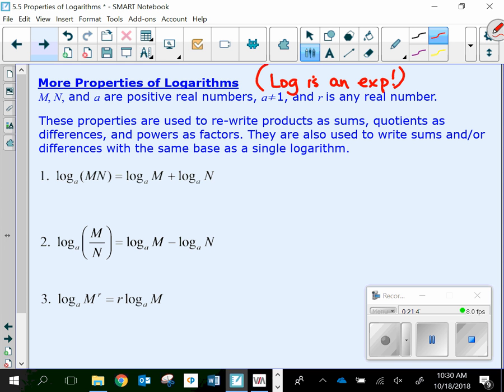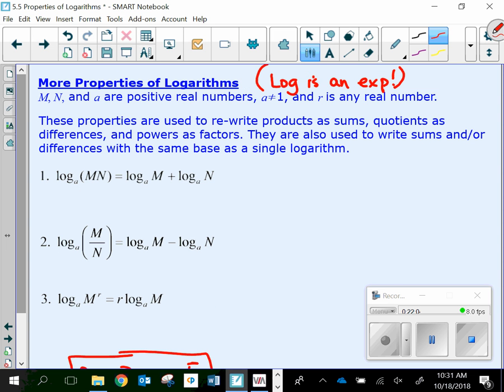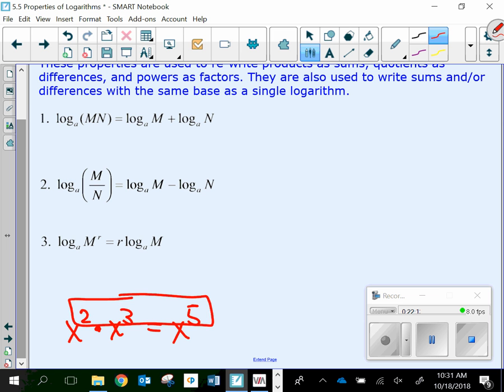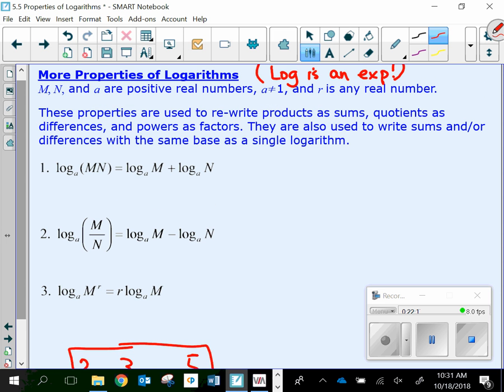When you are multiplying x to the 2nd times x to the 3rd, what do you get? X to the 5th. You're adding the exponents, right? So when you're multiplying m times n, two numbers with the logs, then you're really adding the logs, because that's what a logarithm is, an exponent.